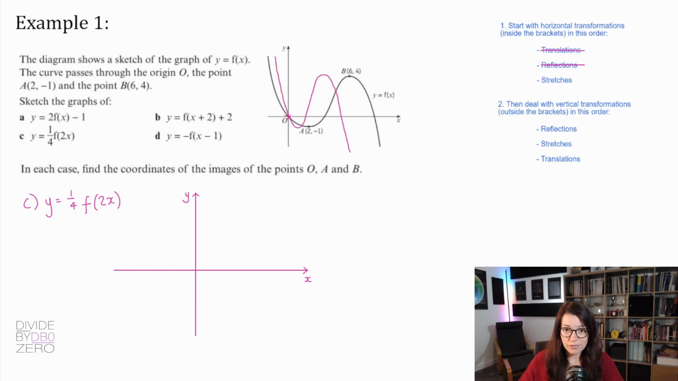Again, origin isn't affected because 0 divided by 2 is still 0. This point is now 1, -1. It's been squashed. And similarly, this point up here is now 3, 4. That deals with the horizontal stretch.